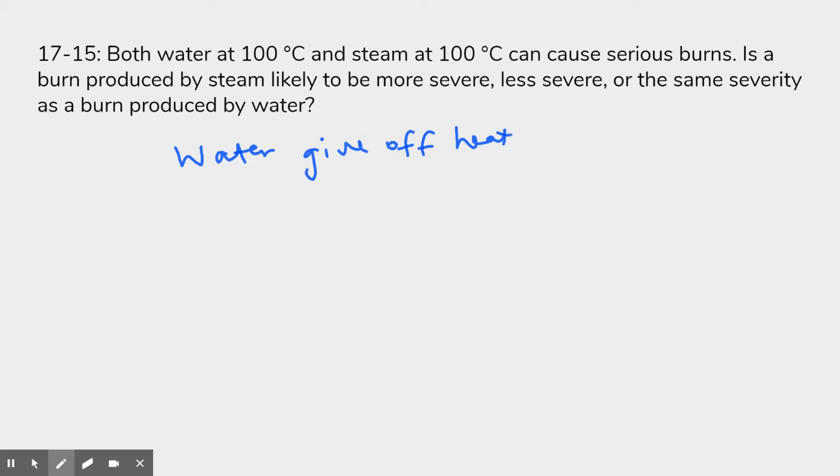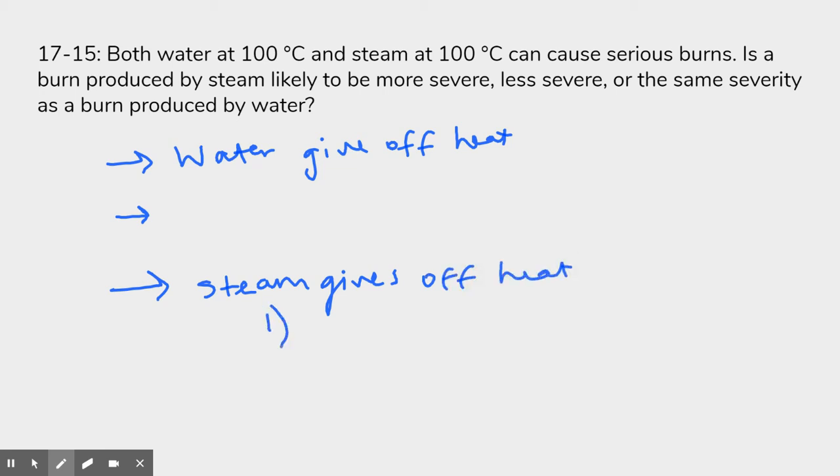And the skin temperature is probably around 34 degrees Celsius, 33, 35, somewhere in there. So it's going to give off heat until it cools to body temperature. Now for the steam, so this is the water. The steam is also going to have to do that. So the steam will have to give off heat. It gives off heat. But it's going to have to do so for two reasons.